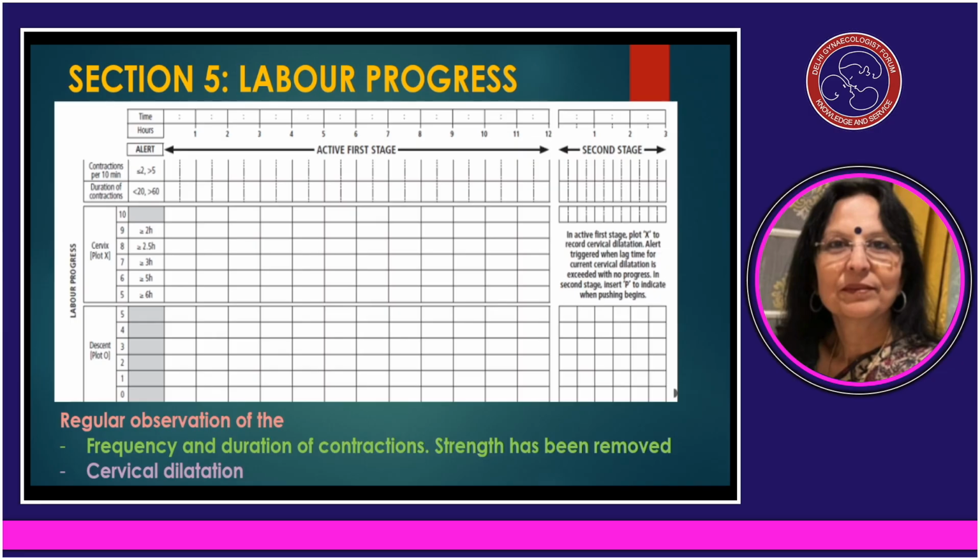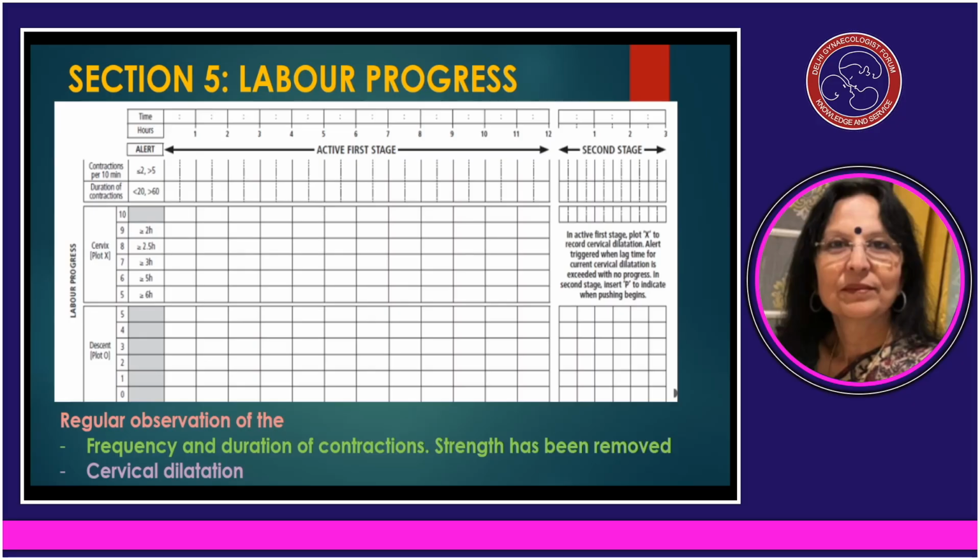Now we come over to the labor progress, which is one of the most essential parts of this partogram. The contractions every 10 minutes have to be recorded every half an hour, along with the duration of contractions, which has to be recorded every half an hour. And in the second stage, this is to be continued, and this will be written every 15 minutes, though it is to be recorded every 5 minutes. Right?